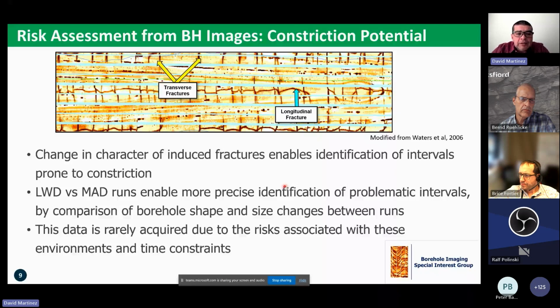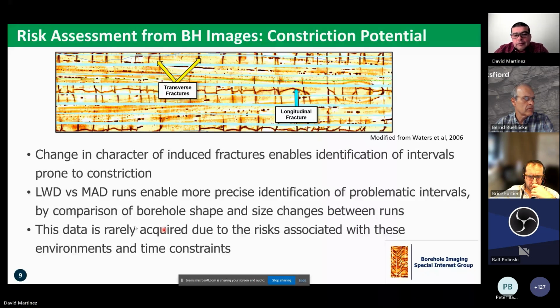One big advantage that you could see of LWD tools as compared to wireline tools is that theoretically we should be able to get a couple runs from the LWD tools, the one during drilling and after drilling. And if you start comparing the calipers and the borehole size between those two runs and see a difference, now we should be able to kind of tell which are the formations that have this tendency to create constrictions.